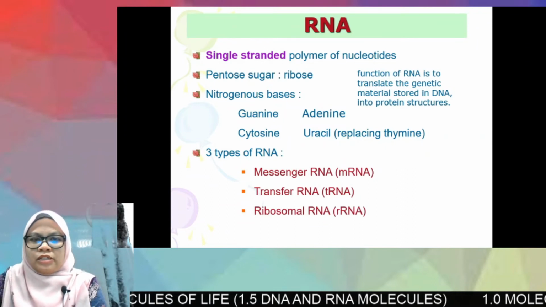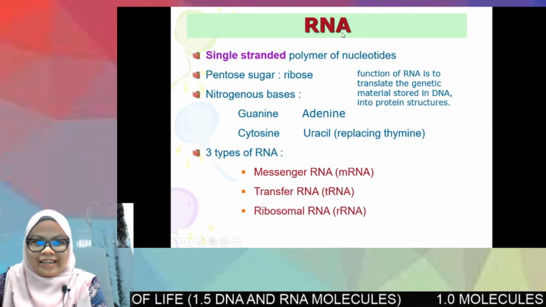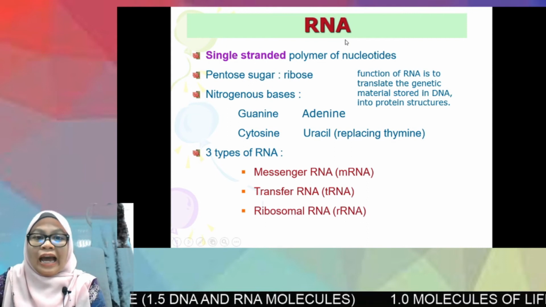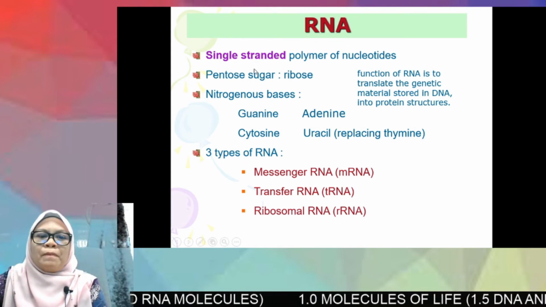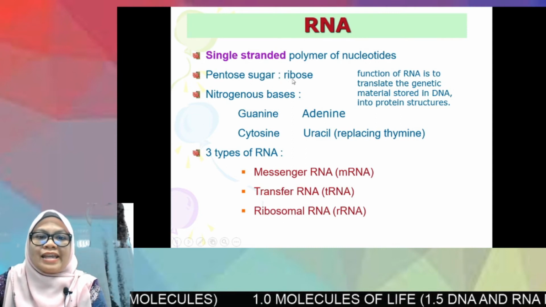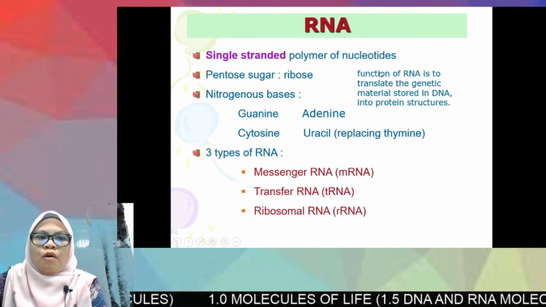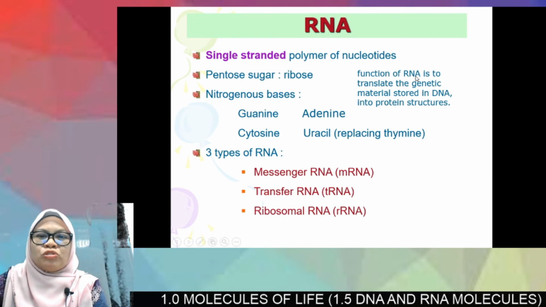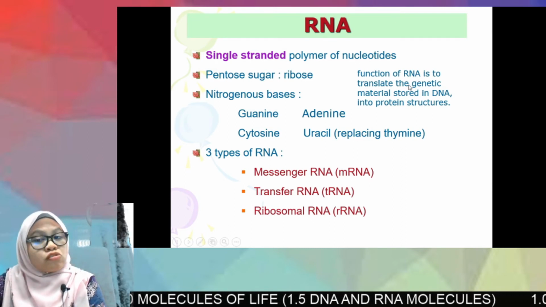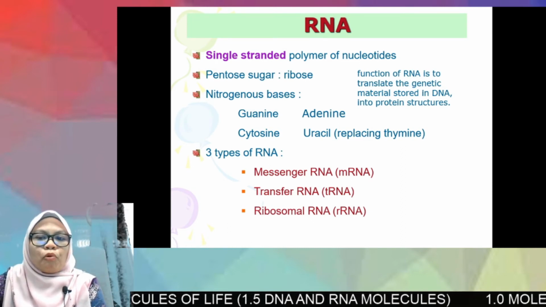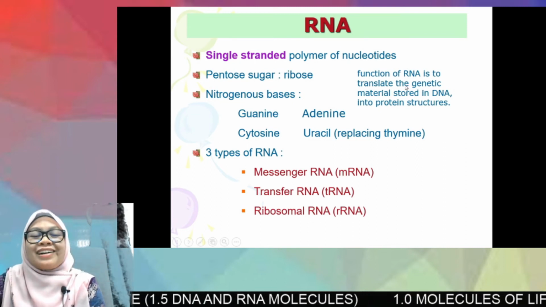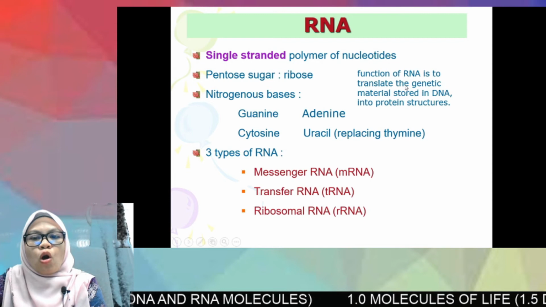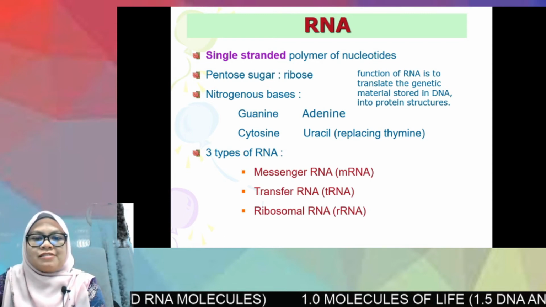Okay, that settles DNA. Then this is RNA. Compared to DNA, RNA is a single polynucleotide. The pentose sugar is ribose. The function of RNA is to translate the genetic material stored in DNA into protein structure. So remember, the function of RNA is to translate genetic material stored in DNA into protein structure.